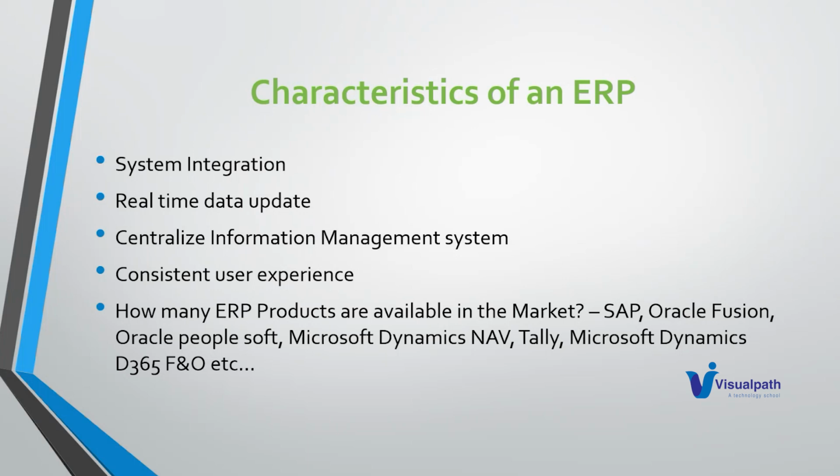The second one is real time data update. What do you mean by real time data update? If you update something in the system, for example, I added a quantity of 20. Immediately, in every form, wherever the quantity related information is available in the system, everywhere it will update. So if you reduce it, everywhere it will reduce. So the data will be updated in a fraction of seconds in all the places. That is called a real time data update.